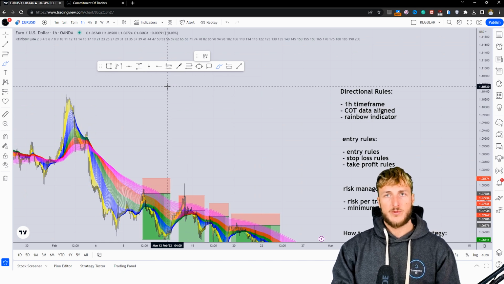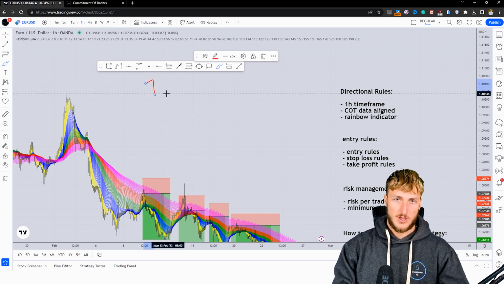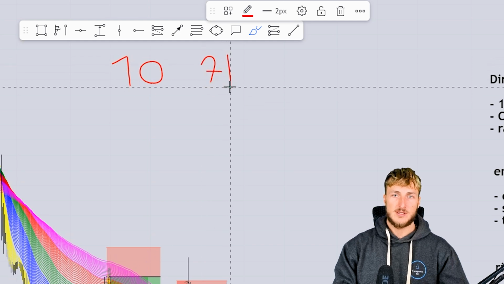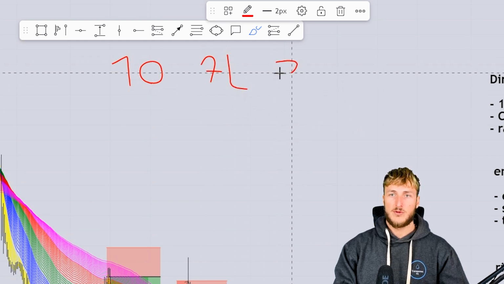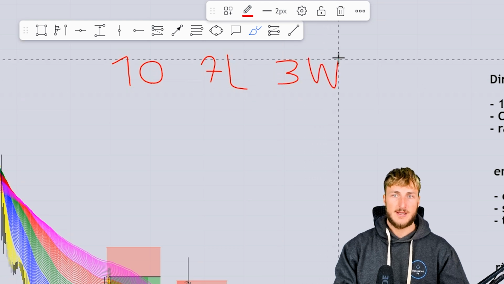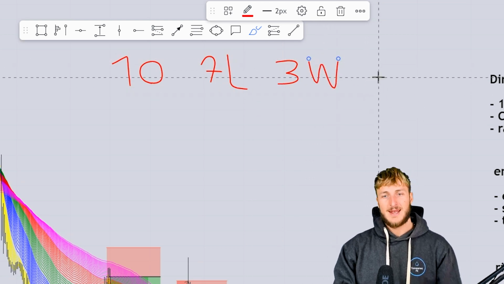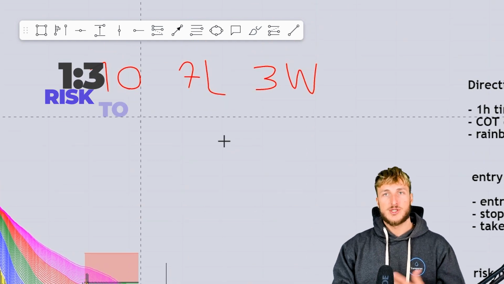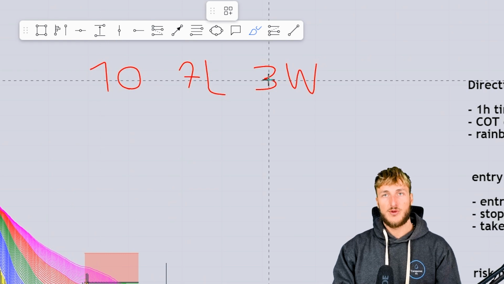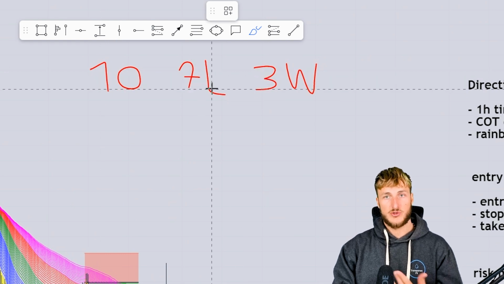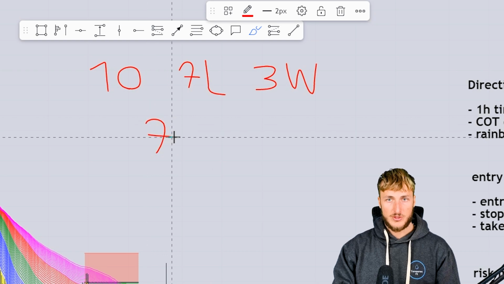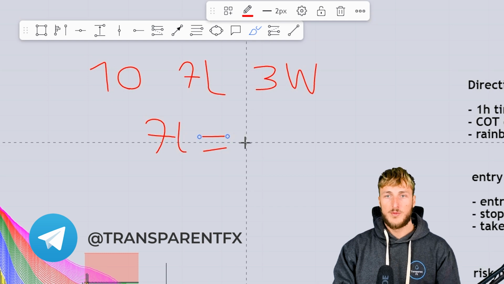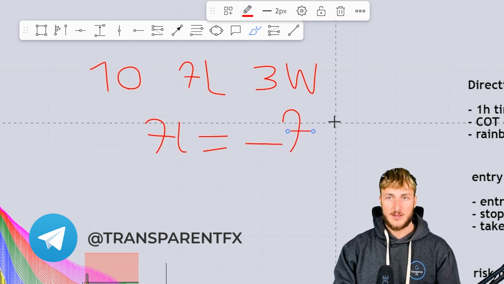So a 30% win rate means that out of 10 trades, you will lose 7, so you will have 7 losses, 7L, and you will have only 3 winners, okay? That is essentially a 30% win rate. Now, if you have a minimum risk to reward of 1 to 3, you're still going to be profitable even if you have only a 30% win rate, because those 7 losses, if you're risking 1% per trade, will be minus 7%, right?